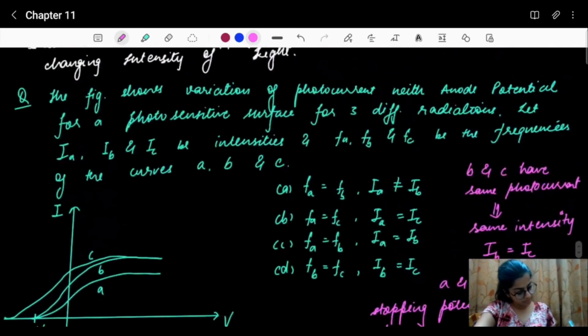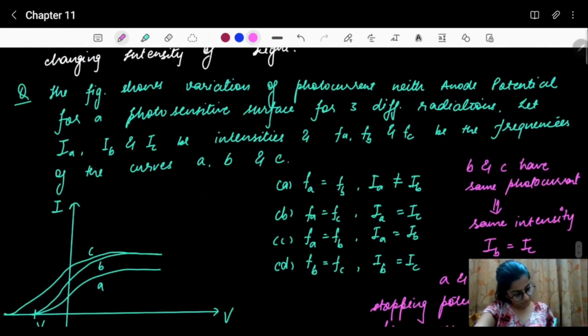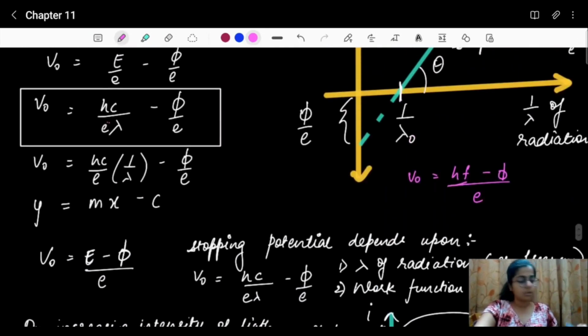Here it is given for three different radiations, a photosensitive surface. The radiations are different but the surface is the same, so the work function phi will be the same for each surface. e is also constant. So if V0 is fixed, can we say that the frequency will also be the same, because h is Planck's constant, right? So if the stopping potential is the same, it means the frequency is also the same.